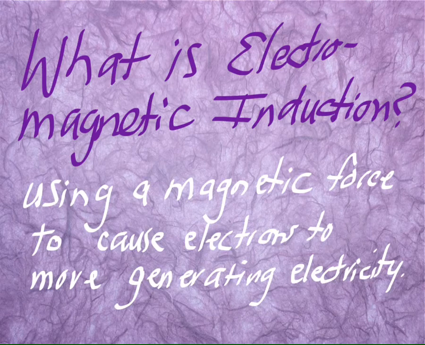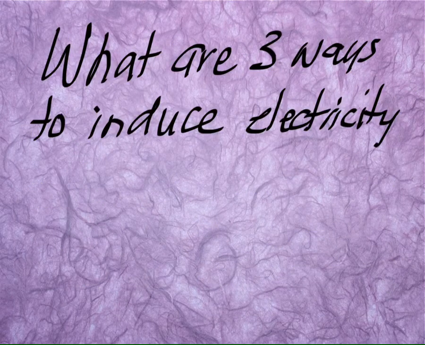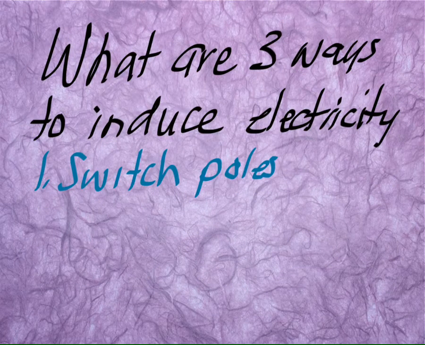How can you actually do that? Alright. So there are actually three ways. You can switch poles of a magnet. If you take a magnet and you switch it back and forth, then you are causing the electrons to move, because the magnets are attracting the electrons, and as you're moving the poles back and forth, you're causing the electrons to shake back and forth, and if they're shaking, then you're getting electricity.